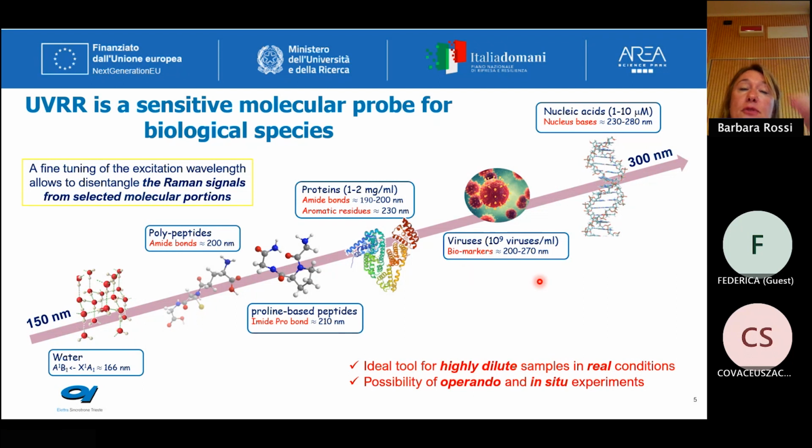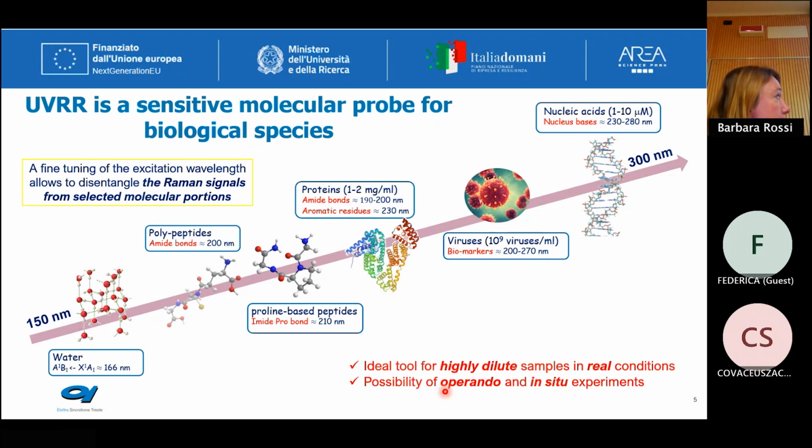Here we can see that the UVRR technique is a very sensitive molecular probe for biological samples, because in the deep UV range, between about 200 and 300 nanometers, we can find the electronic transitions of several characteristic functional groups of biological samples: amide bonds, for example, in the case of polypeptides; aromatic amino acids, in the case of proteins; several biomarkers, in the case of more complex systems such as viruses; or the electronic transitions typical of the nucleobases in the case of nucleic acids.